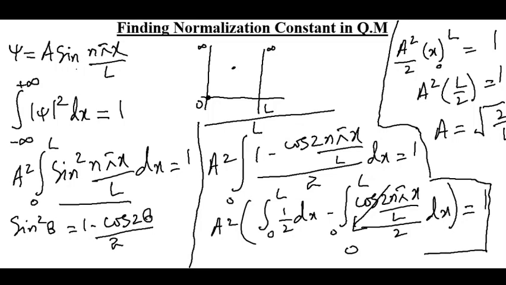When we put this value here, then this complete wave function will be psi is equal to square root of 2 over L and sine n pi x divided by L. So this is the complete wave function of the particle which is trapped in a box of width L. I hope you get the method of finding normalization constant in quantum mechanics now.